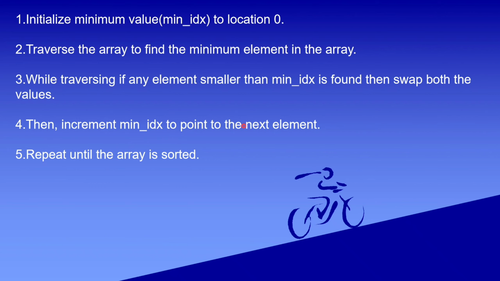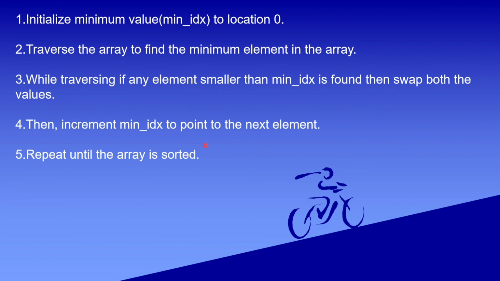It means that in that array, at first we take i equal to 0, then we have to increment i to 1 after the swap. And step five is to repeat until the array is sorted. So we have to repeat our process until the array is sorted.